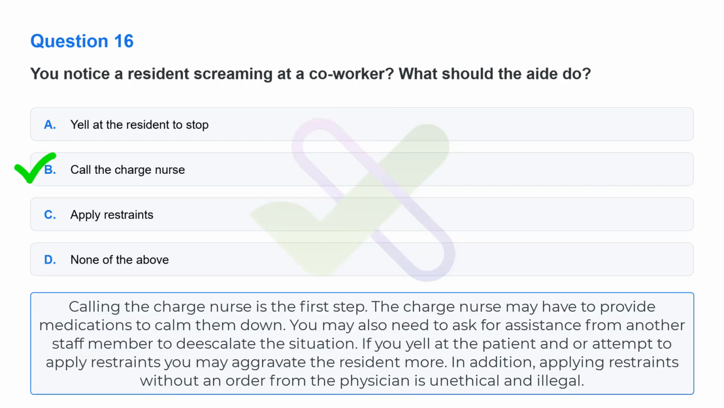Correct answer, B. Call the charge nurse. Calling the charge nurse is the first step. The charge nurse may have to provide medications to calm them down. You may also need to ask for assistance from another staff member to de-escalate the situation. If you yell at the patient or attempt to apply restraints, you may aggravate the resident more. In addition, applying restraints without an order from the physician is unethical and illegal.